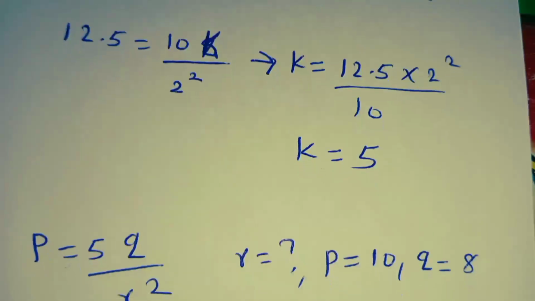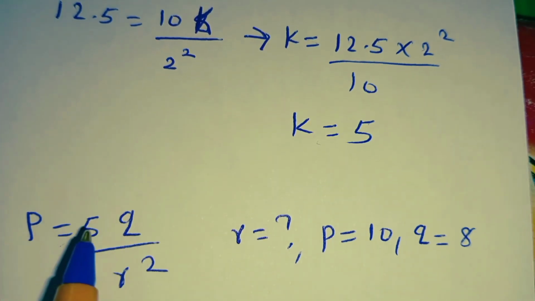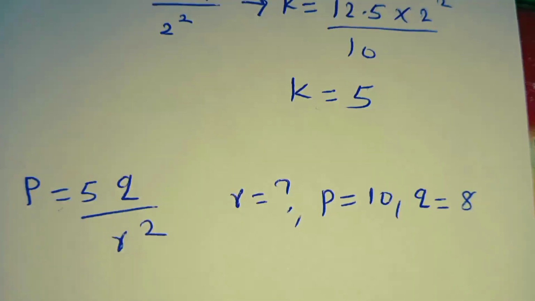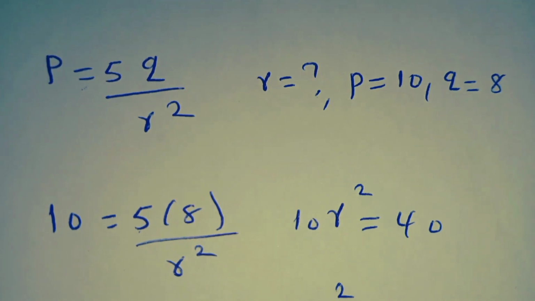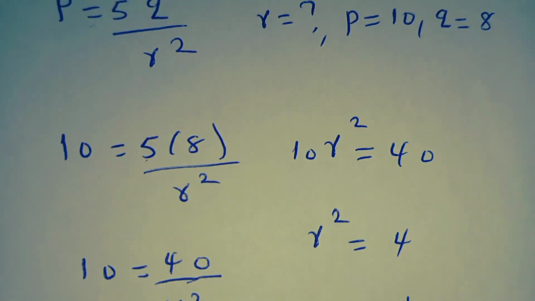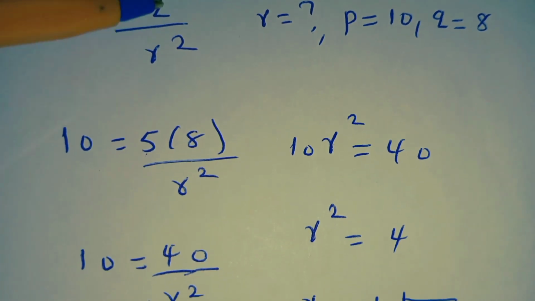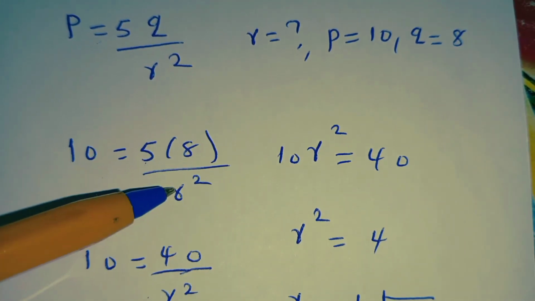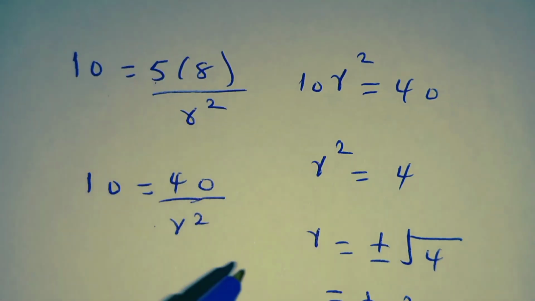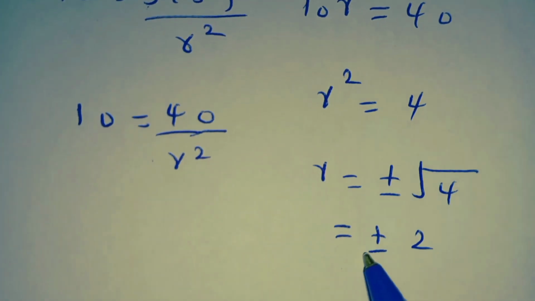Then, rewriting the equation connecting P, Q, and R, it will be P is equal to 5Q divided by R squared. Finally, the value of R when P is 10 and Q is 8. So substituting in the equation, P is 10, Q is 8, R is what we are finding. We manipulate and obtain the value of R as plus or minus 2.